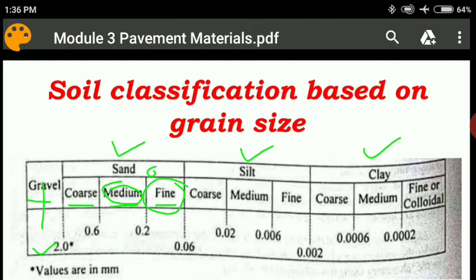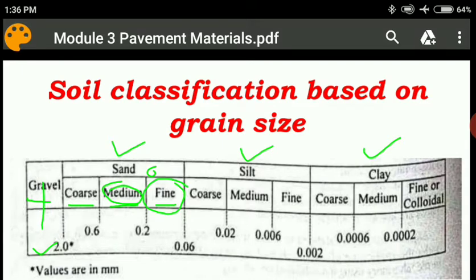So coarse silt is the grain size which is less than 0.06 and more than 0.02 mm. And similarly for medium silt it is 0.02 mm to 0.006. Similarly for fine silt it is 0.06 mm to 0.002.